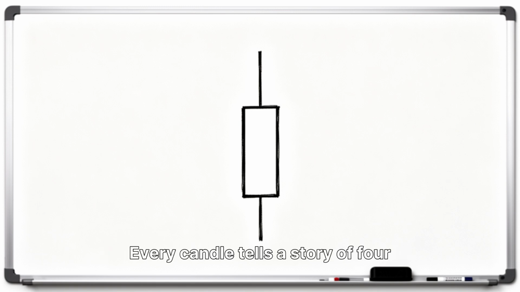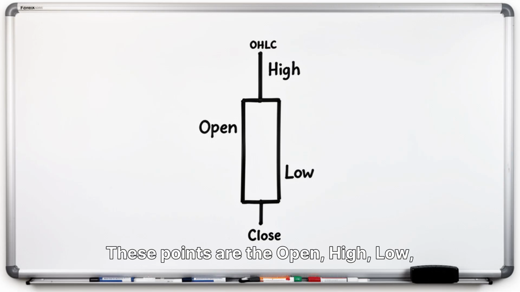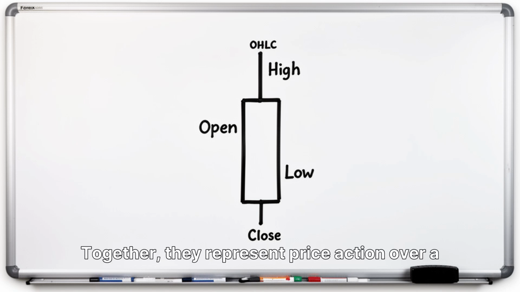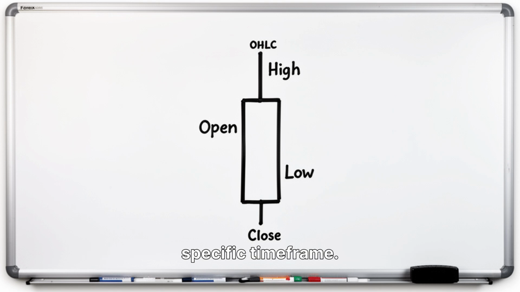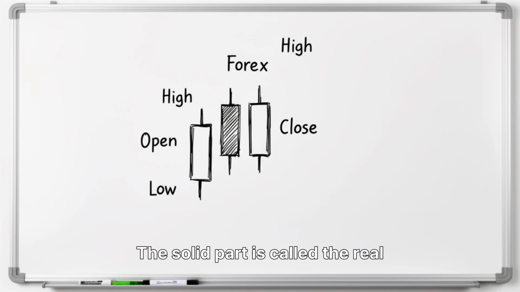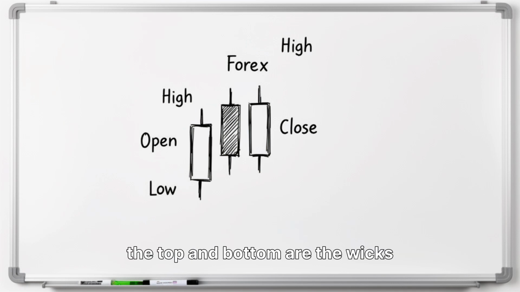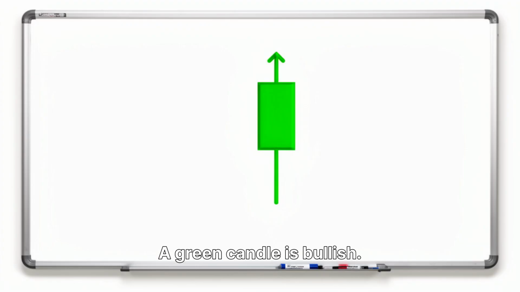Every candle tells a story of 4 price points. These points are the open, high, low, and close. Together, they represent price action over a specific time frame. The solid part is called the real body, while the thin lines extending from the top and bottom are the wicks or shadows.